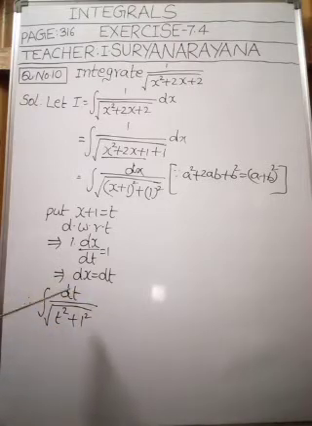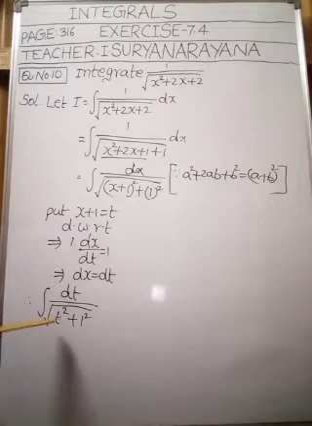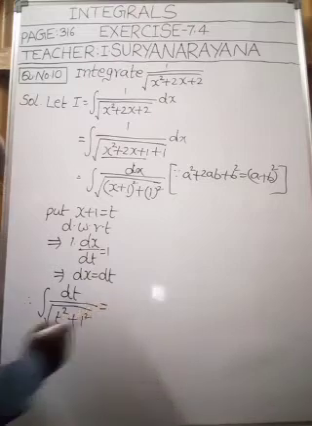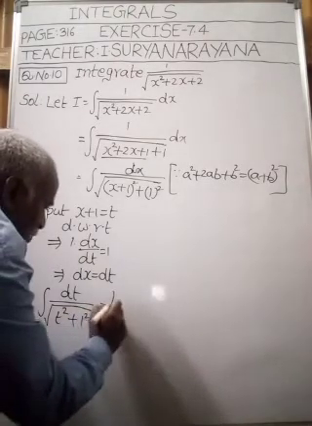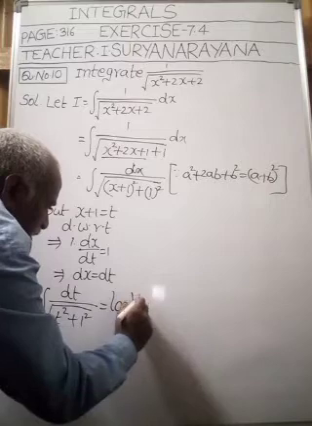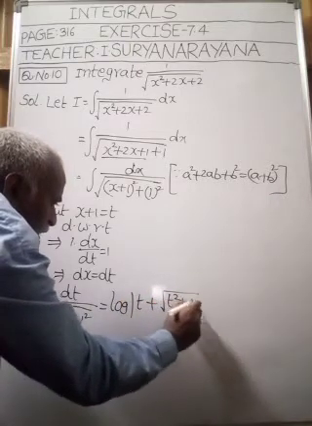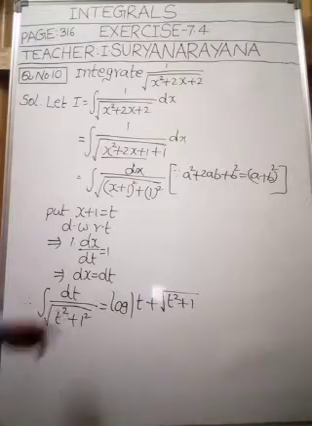Isn't it or not, my children? Yes. So we can apply that formula. That is equal to, what is that formula? Log mod t plus root of t square plus 1 square.